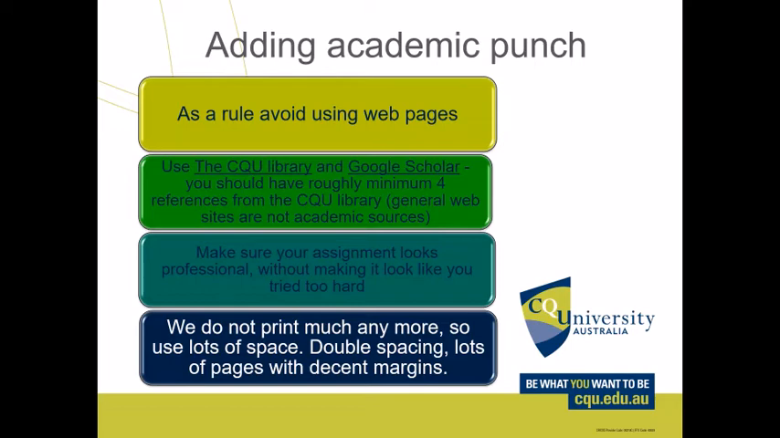Go to the CQ Library, type in your topic, and it will find journal articles, whether it be the use of robotics and psychology and people's fear of robotics, or whatever you want to find. We have journal articles on it in the CQ Library. You will also find them in Google Scholar.